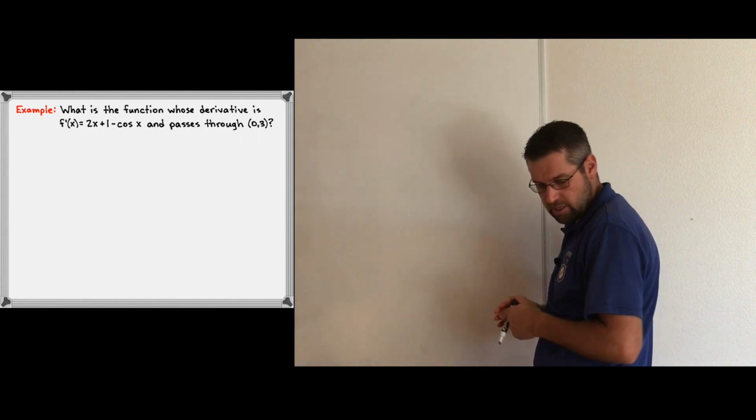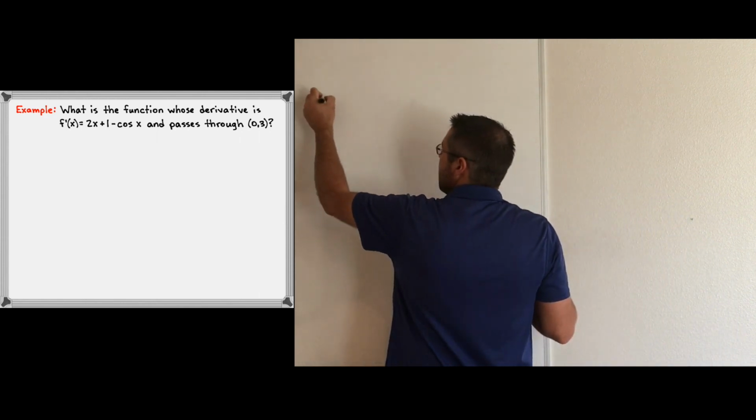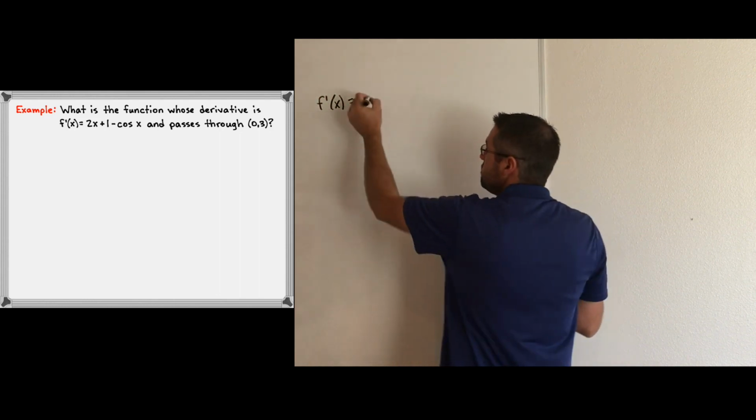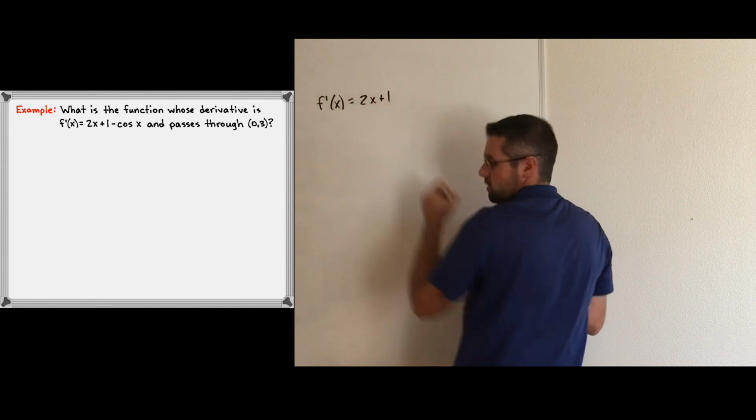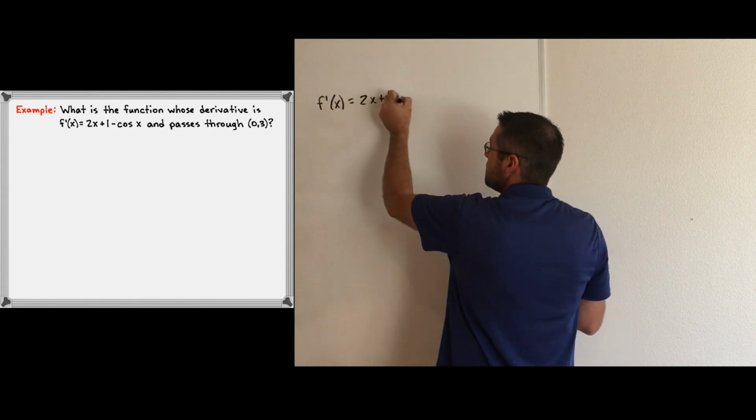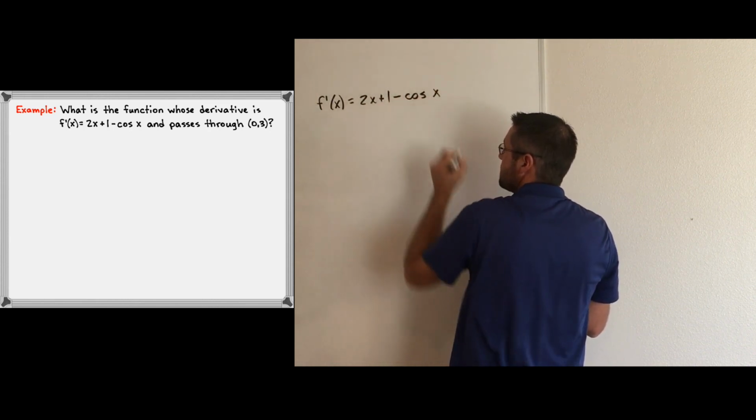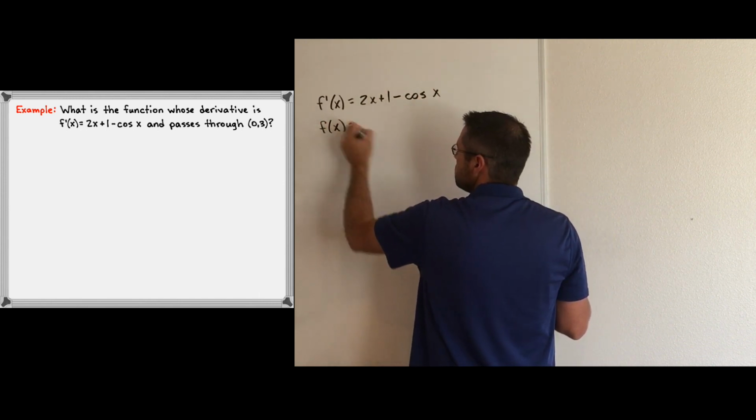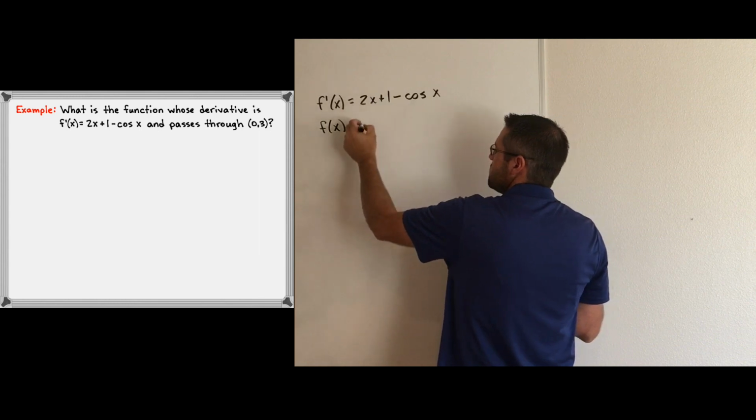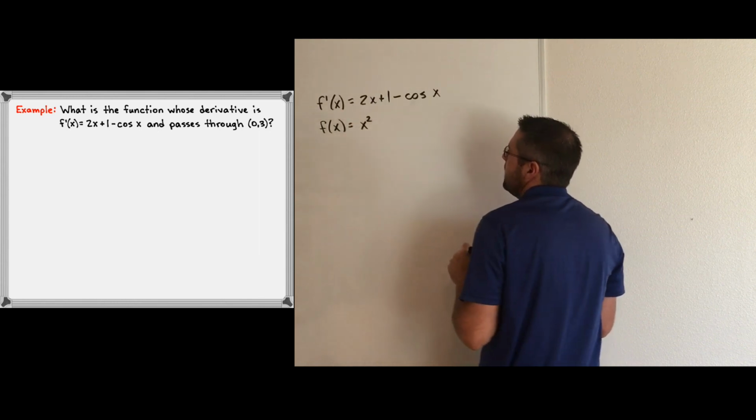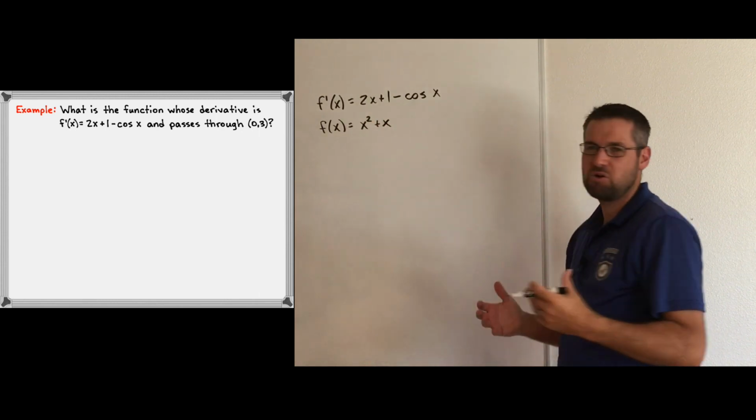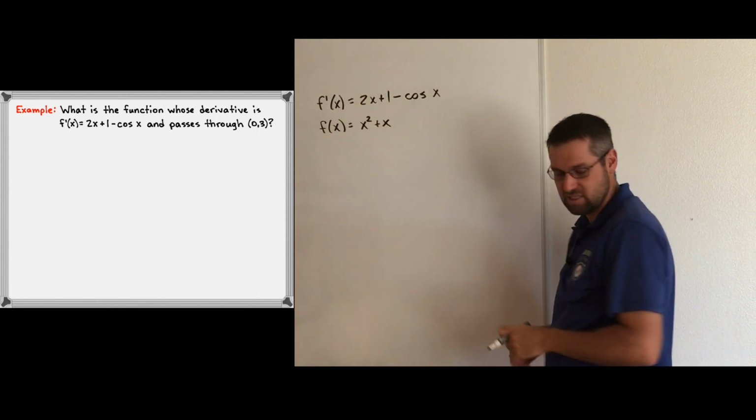So let's go ahead and take a look at this example here. We know that f prime of x is equal to 2x plus 1 minus the cosine of x. So I want to take the antiderivative of this, so it's going to be f of x is equal to, the antiderivative of 2x is x squared, the antiderivative of 1 is x, and now here we're talking about antiderivatives, so I'm going to bring this idea up.